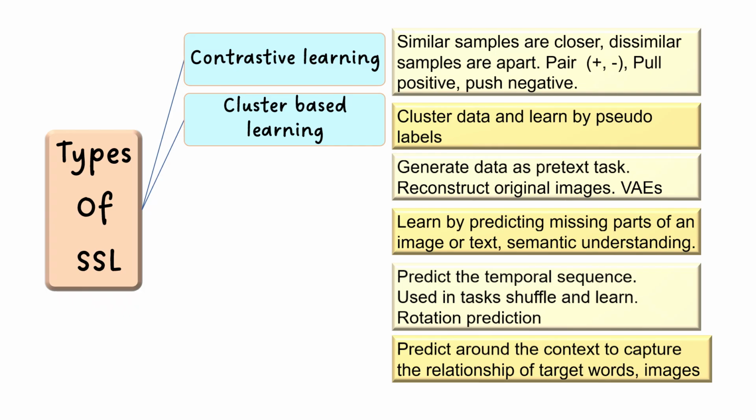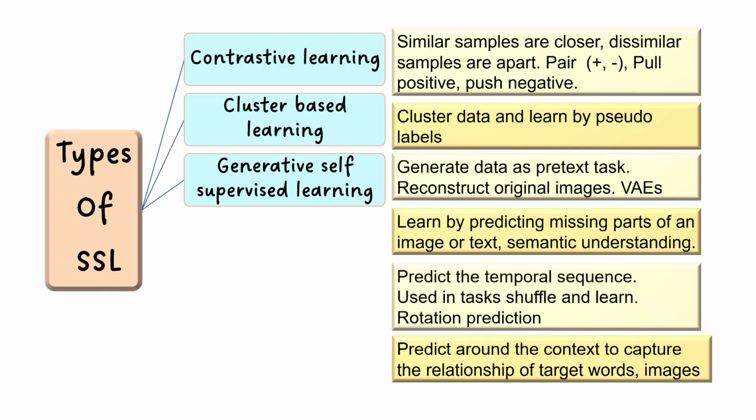Cluster-based learning. Models cluster the data by assigning pseudo-labels to the clusters. Here the clusters have different views of the same image without the need for negative pairs. For example, cluster-based learning can have different views of a dog picture, capturing the eyes and ears in one view, nose and tail in another view.